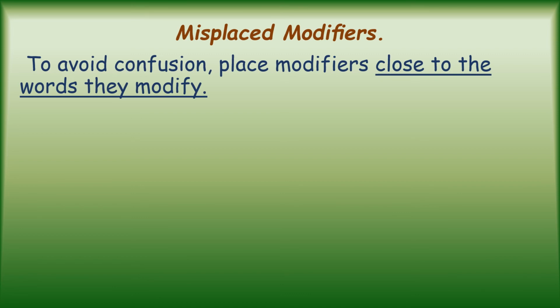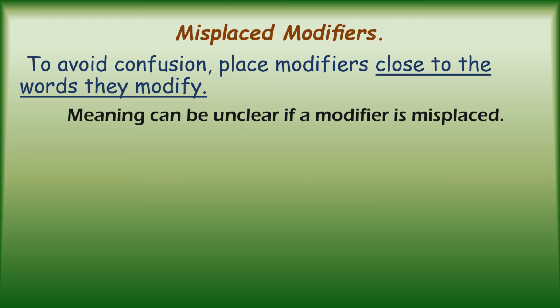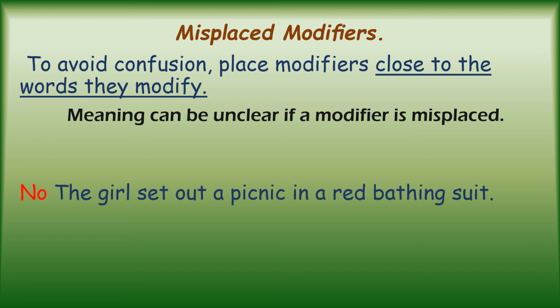Misplaced modifiers. To avoid confusion, place modifiers close to the words they modify. They should be close to the words they modify. Meaning can be unclear if a modifier is misplaced or put in a wrong place. Example: the girl set out a picnic in a red bathing suit. Where is the prepositional phrase in this sentence? Exactly, in a red bathing suit. Now look at the word that is close to it. Picnic. Does it make sense? A picnic in a red bathing suit?